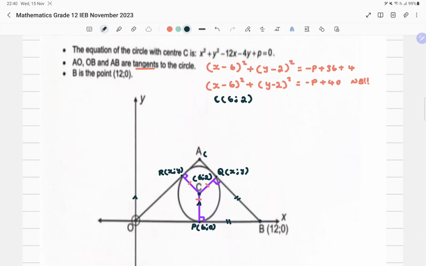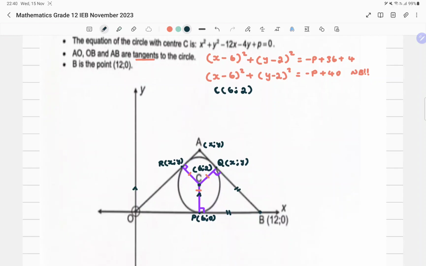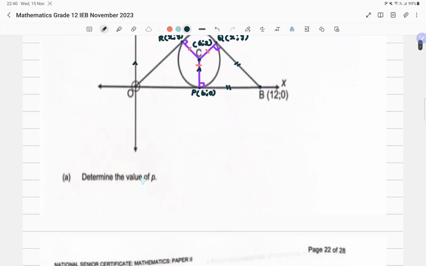Again, point A is a bit of a situation. We don't know for sure what those coordinates would be. So this is essentially as far as we can go with analyzing this diagram. So let's see. We can't seem to be doing much here. We really don't seem to be doing much, so we just have to find out from the questions. It says determine the value of P.